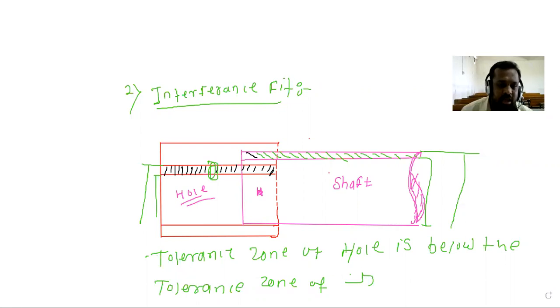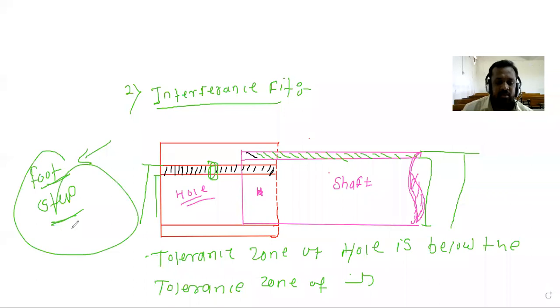So understood. And what is the example for this? The example for the interference fit is the footstep bearing. You know the footstep bearing? Now you have to imagine how it will be inserted. Interference fit simply means the hole size is smaller and the shaft size is bigger.